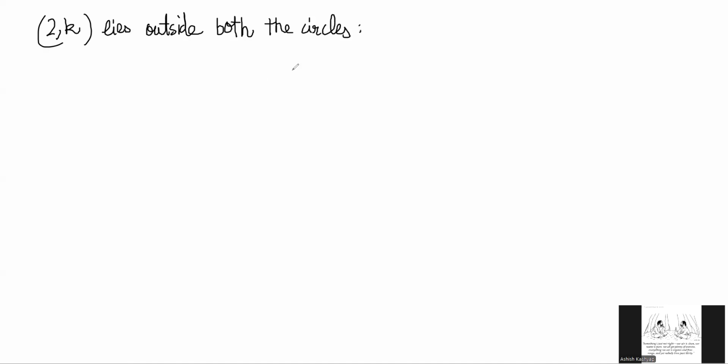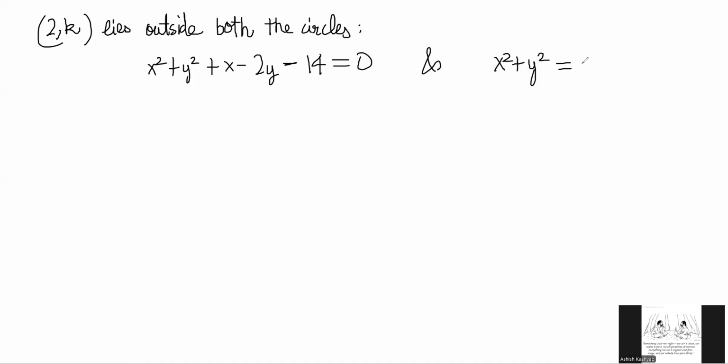Okay, let's go to the final part of the problem. The question said (2, k) lies outside both the circles, and the circle equations were x square plus y square plus x minus 2y plus m minus 17, but m is 3, so it is minus 14 equals 0. And x square plus y square is equal to alpha square plus beta square. Alpha is 2, beta is minus 3, so it is 4 plus 9, so 13. So the point is outside both the circles.